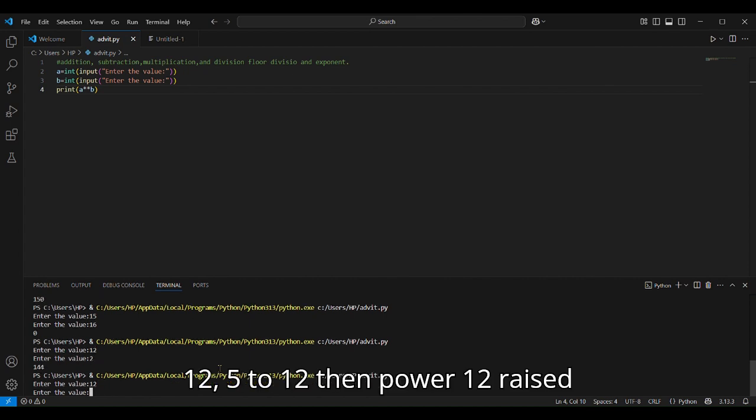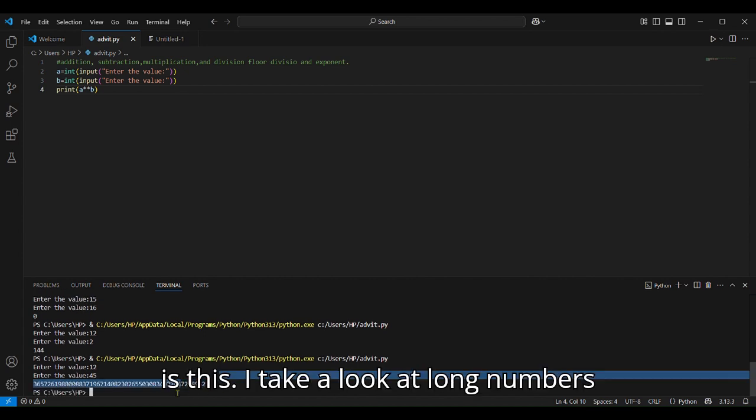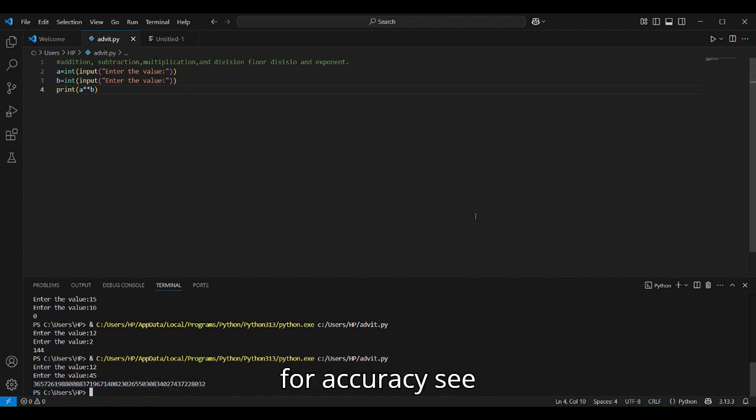If you want to take a higher power, 12 raised to the power 45. The answer is this. I took long numbers for accuracy.